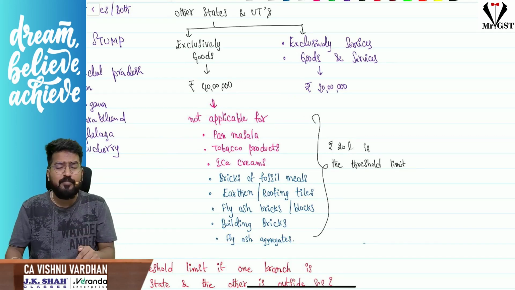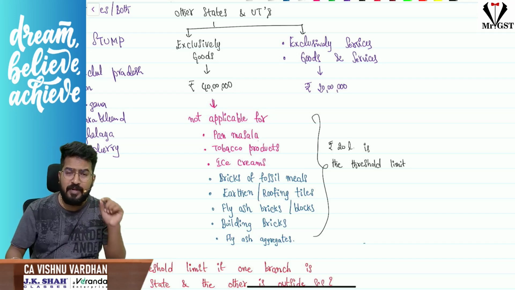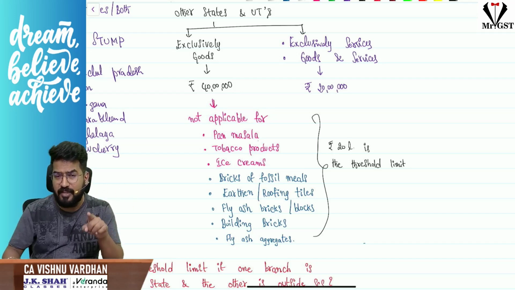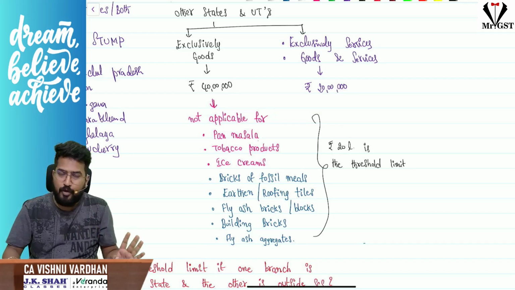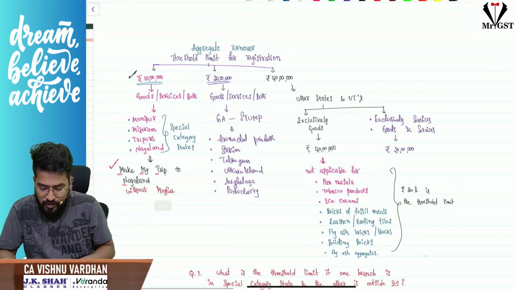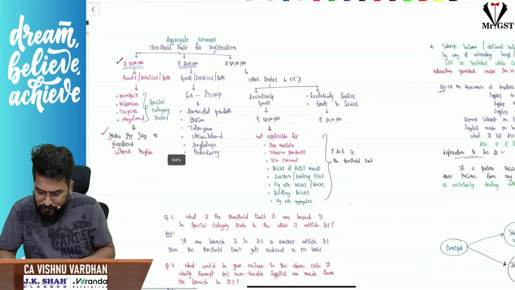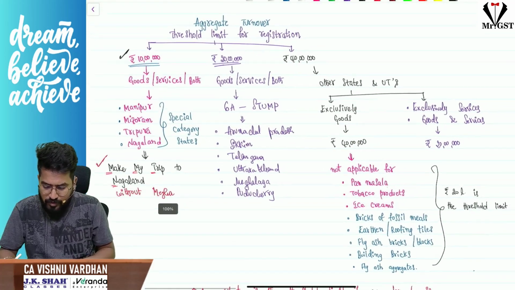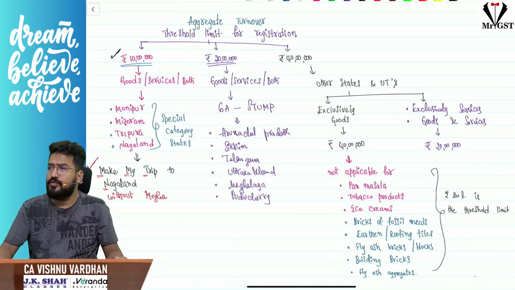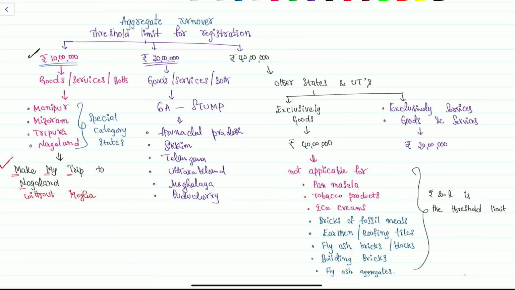The same goods we have seen even in the composition scheme, but the only difference is that in the composition scheme aerated waters were there, here it is not there. That is the only difference, if you have understood. So this is the flow chart. If you want, you can take a screenshot of this.